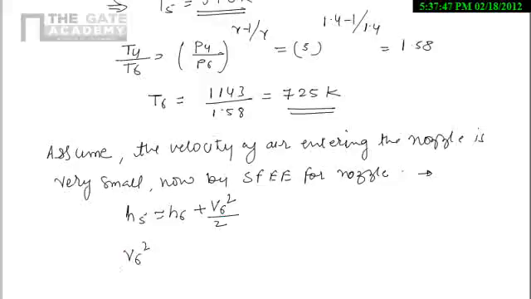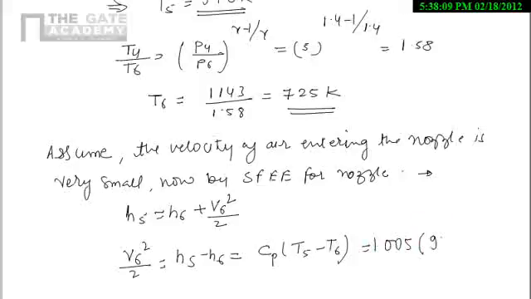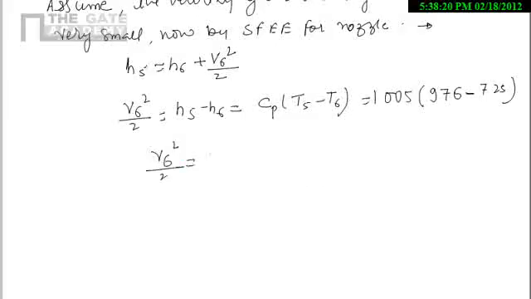So now V6 square by 2, where V6 is the velocity of air leaving the nozzle, equals H5 minus H6. So H5 minus H6 in terms of Cp will be Cp (T5 minus T6). So 1.005 times (T5 is 976 minus T6 is 725). So I will get V6 square by 2 equals 252.26.